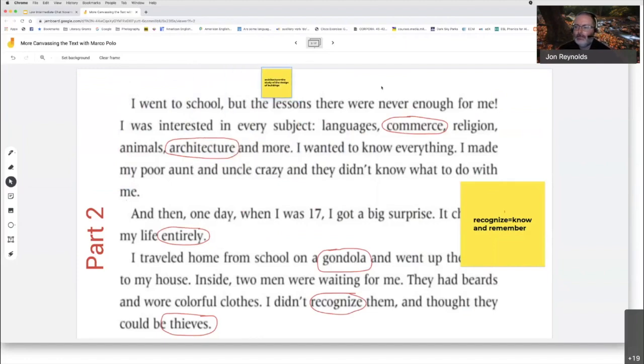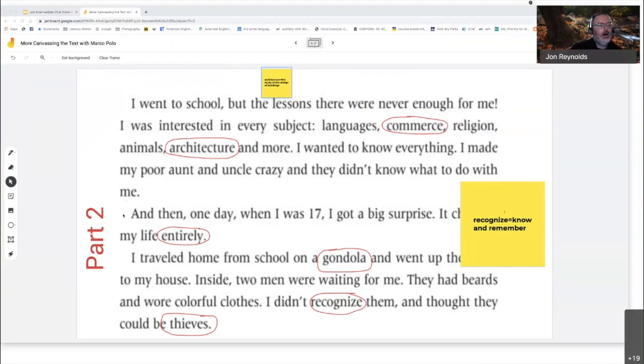Okay, so in the first part of the article, or the first paragraph here, it says that he went to school. Okay, so I went to school, but the lessons were never enough for me. I was interested in every subject, languages, commerce.